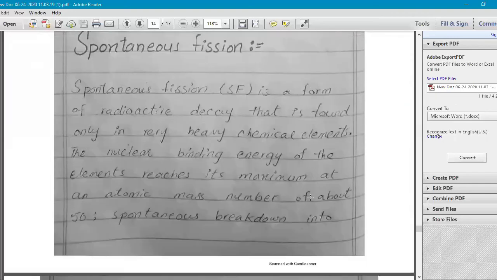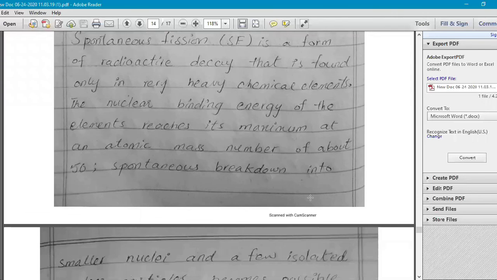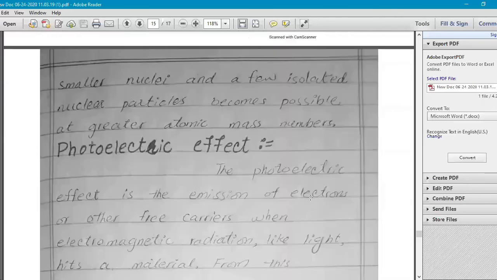Next, we have spontaneous fission. It's basically a form of radioactive decay that is found only in very heavy chemical elements, as the nuclear binding energy of the elements reaches its minimum at an atomic mass number of about 56. Spontaneous breakdown into smaller nuclei.